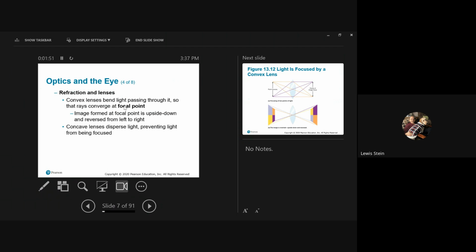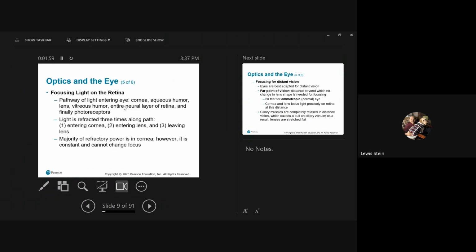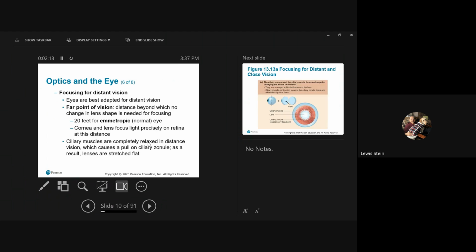The whole ball game is to get it to the right place. And you see what some will make the light go. It's just the nature of it. And again, you can tell I don't want to get into it. So the light is refracted 3 times: cornea, lens, and leaving. The major refractory power is in the cornea, but that stays the same, assuming that you don't have to do something to your cornea. It doesn't really change.